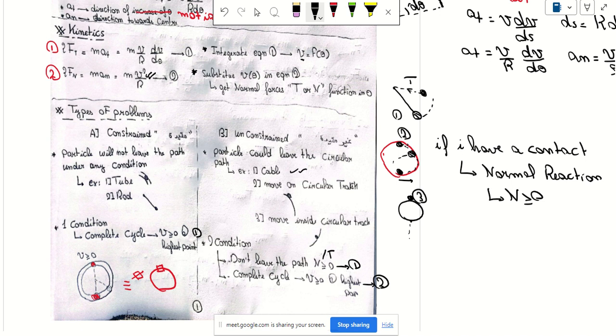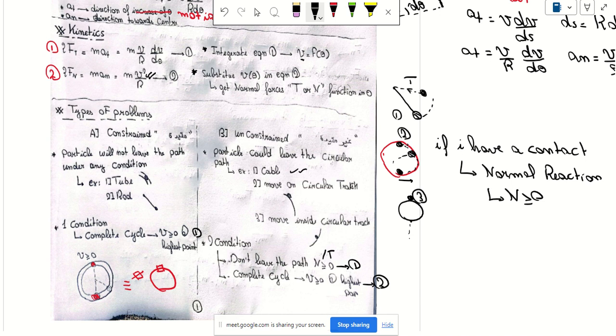The first one is constrained and unconstrained. What is the difference? The difference is a very little thing. He will ask me to find the minimum initial condition in order for this particle to complete a whole cycle. And what is the meaning of the whole cycle? The particle reaches the point which it started from. Yes, Waziri? Yes, sir. Okay.